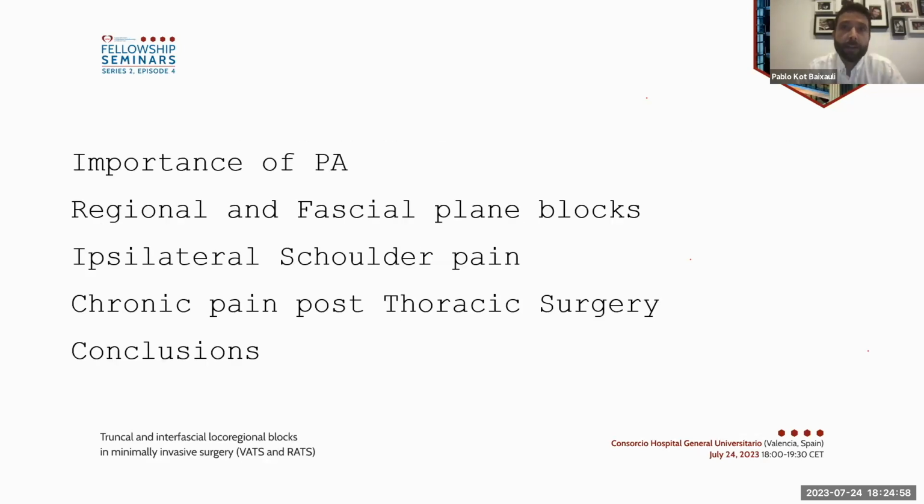So let's start by following this structure. We will mention the importance of postoperative analgesia and describe the main techniques that we can perform to control pain in the postoperative period. Then we will see another type of pain that can occur in our patients, ipsilateral shoulder pain, and what blocks have been described as treatment. And finally, we will talk about the importance of optimal analgesia in the postoperative period to avoid chronic pain.